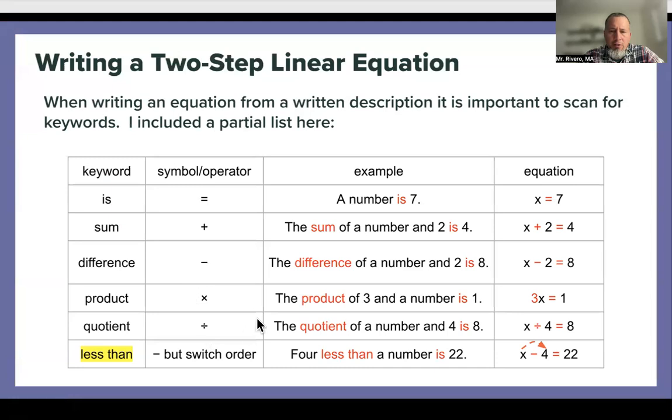And over here, this is just a chart to look at some of the key vocabulary. Equals: a number is 7, x equals 7. Sum: the sum of a number and 2 is 4. Difference: the difference of a number and 2 is 8, x minus 2 equals 8. Product: there's a symbol. Product of 3 and a number is 1. And then quotient: the quotient of a number and 4 is 8. Those are the main ones.